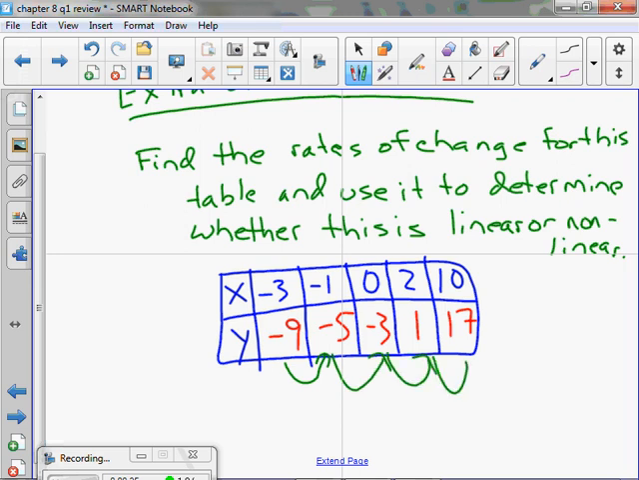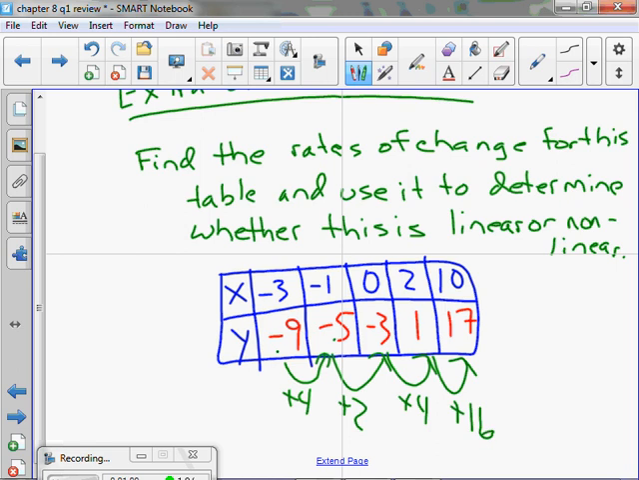What does it take for me to get from -9 to -5? Well, I added 4. If you didn't understand that, then you need to look at a number line to see how that works. Okay, from -5 to -3, I added 2. From -3 to 1, I added 4. And from 1 to 17, I added 16.